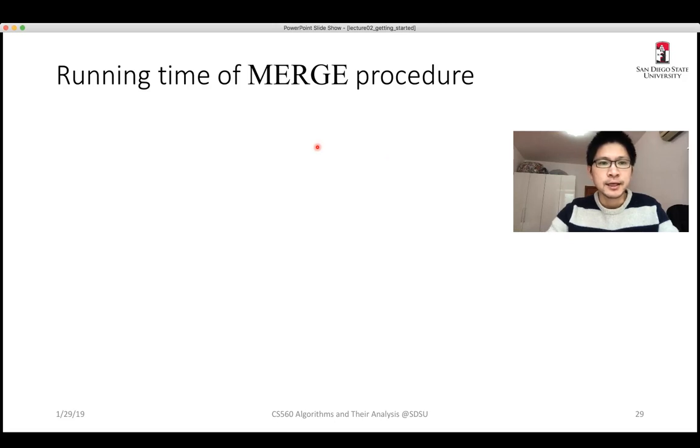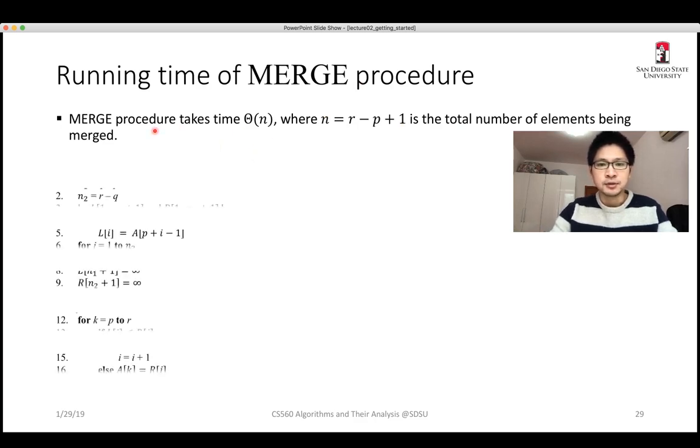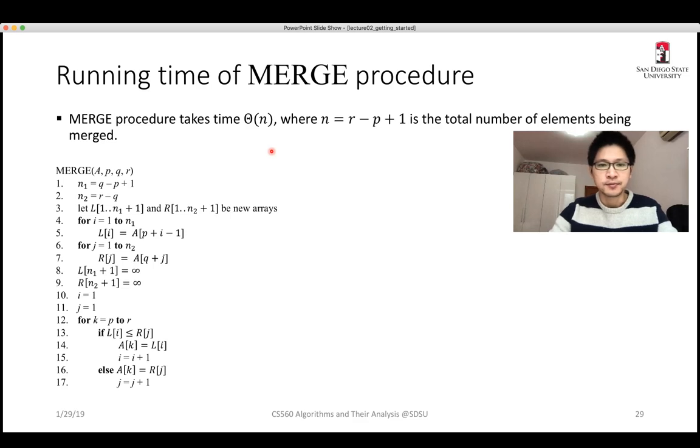Next, let's analyze the running time of this merge procedure. This is very important for our later analysis of the merge sort procedure. Let's look at the conclusion first. This procedure takes time theta of n, which means it runs in linear time. Here n is r-p+1, the total number of elements being merged. Let's break down the pseudocode again to see why this is the case.